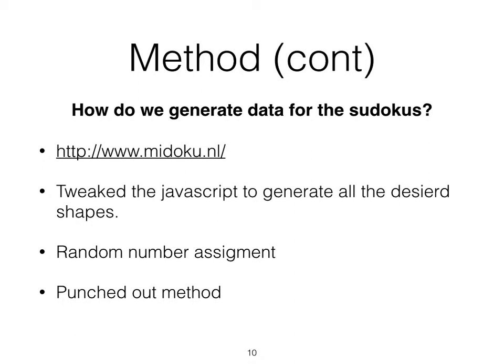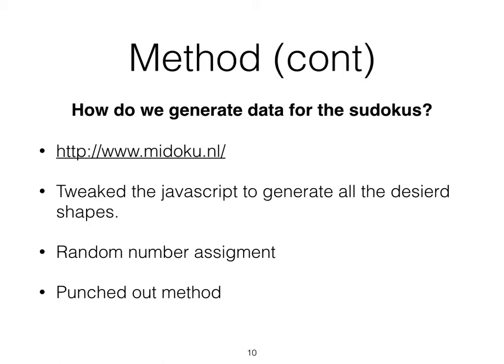Well, we found a site called Midoku, and they have overlapping sudokus with two sudokus. We downloaded it and tweaked the JavaScript to generate all the desired shapes. Then we randomly assign numbers to cells, and then let the Midoku solver, written in JavaScript, solve the overlapping sudoku.